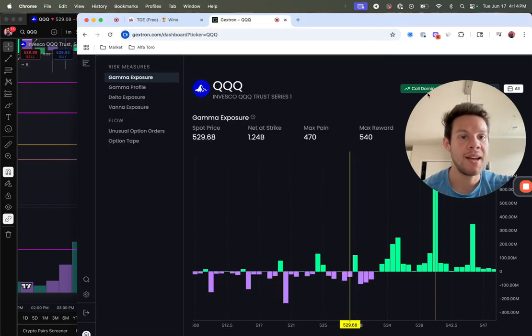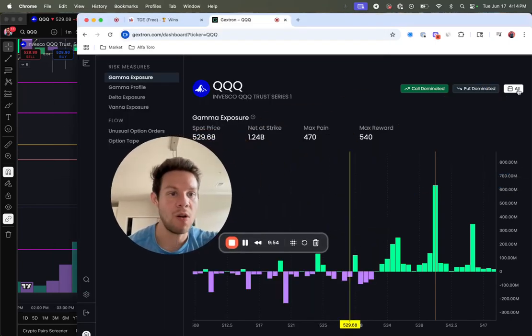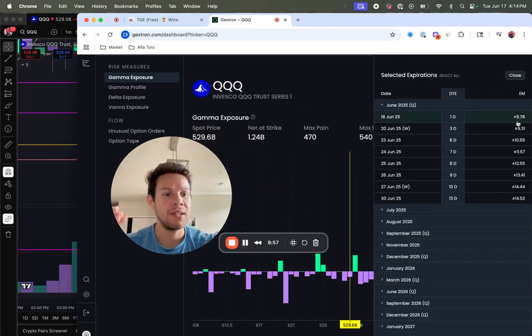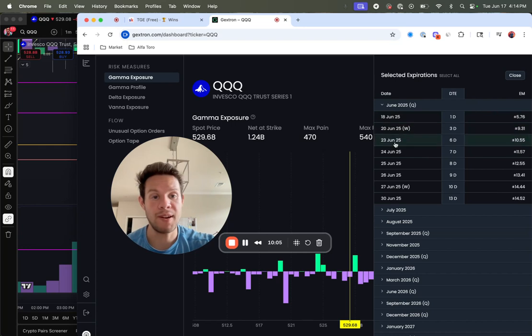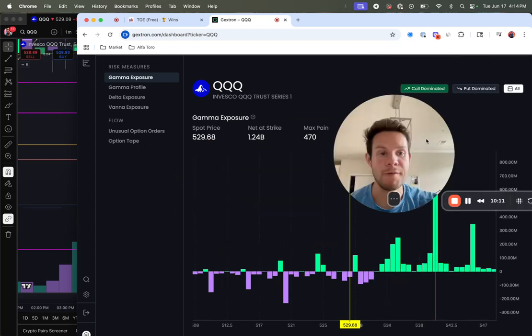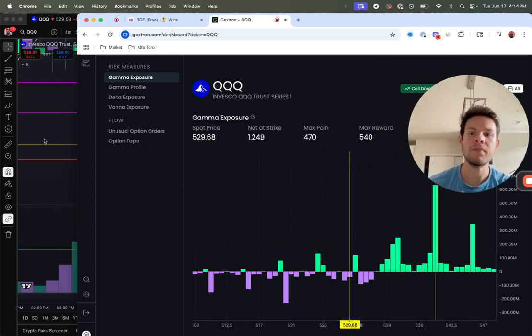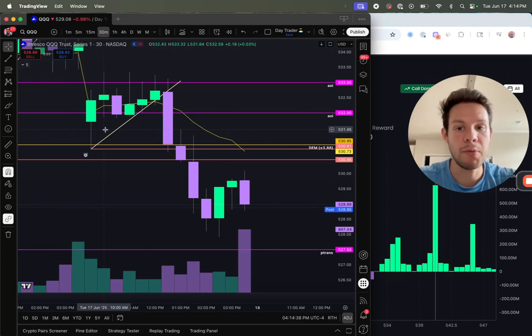Every time, Gextron gives me all the expiration dates. It's telling me everything that's possible to hit, either the top or the bottom range, by that specific expiration right here, which you'll see in the corner. It shows the date, EM on the right side, and how many days till expiration. That's the beautiful part about Gextron. Okay, so that's that trade. That was how we traded that.